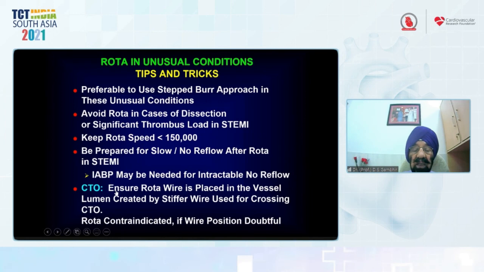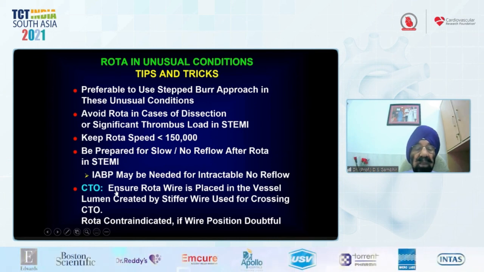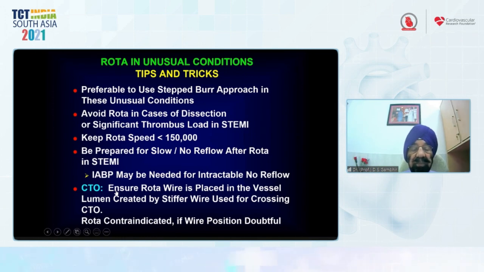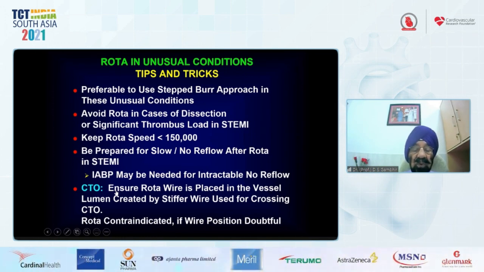Avoid ROTA in cases of significant dissection or significant thrombus load in STEMI, because in such cases you are likely to cause perforation or a slow flow. ROTA should be done in these STEMI cases only after adequate thrombosuction has been done, and then you are satisfied that there is not going to be a slow flow or a no reflow, at least permanent slow flow. Then in that case, the patient may eventually collapse on the table.